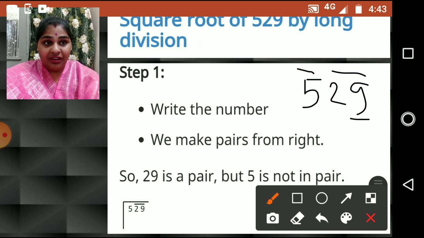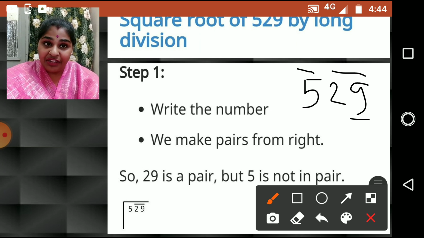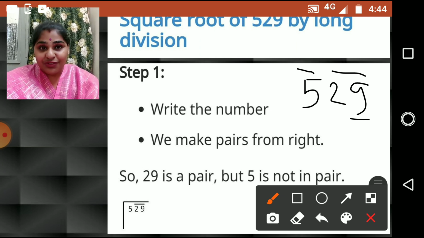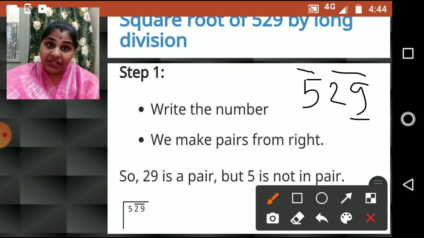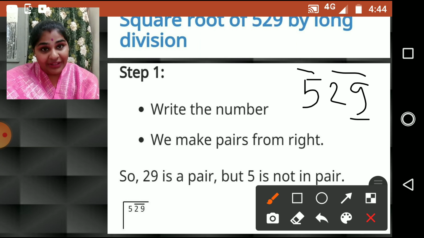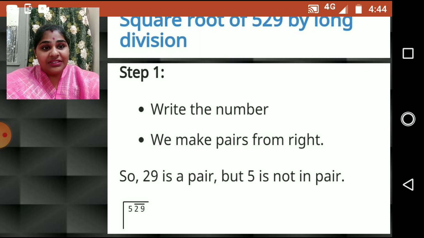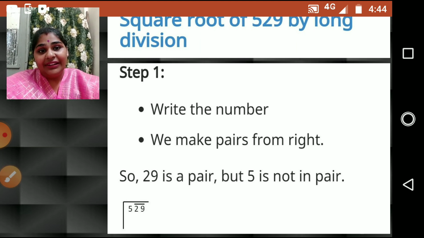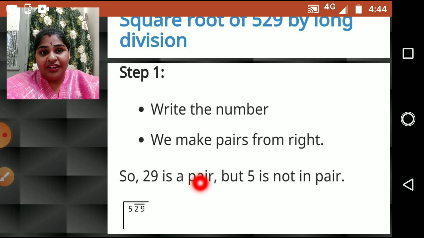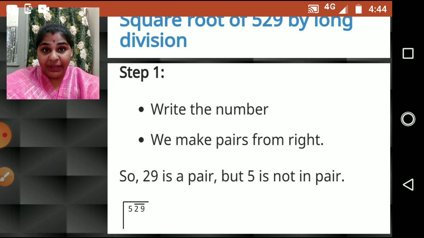So here I have made the groupings, right? You have to make pairs, and the last one which is left can either be a single number or a pair, that doesn't matter, but you should always start from the ones place. So this is the first step you are going to do, and you will write it in this manner which is shown here, how to pair it.